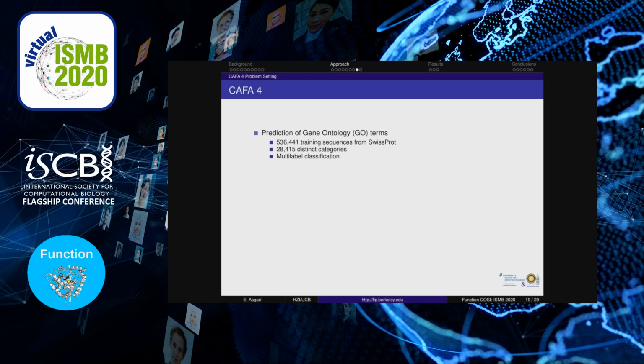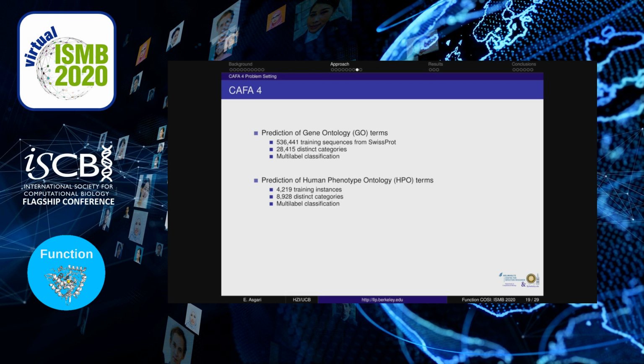And now CAFA 4. In CAFA 4, we were given three subtasks. The first task was prediction of gene ontology terms. For the training of the network, we used around 500,000 training sequences from SwissProt that were annotated for 28K distinct categories, structured in a hierarchical manner. And of course, it's a multi-label classification task.